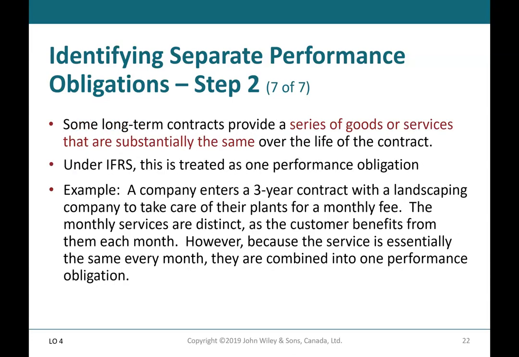Identifying separate performance obligations, Step 2, 7 of 7. Some long-term contracts provide a series of goods or services that are substantially the same over the life of the contract. Under IFRS, this is treated as one performance obligation. For example, a company enters a 3-year contract with a landscaping company to take care of their plants for a monthly fee. The monthly services are distinct, as the customer benefits from them each month. However, because the service is essentially the same every month, they are combined into one performance obligation.